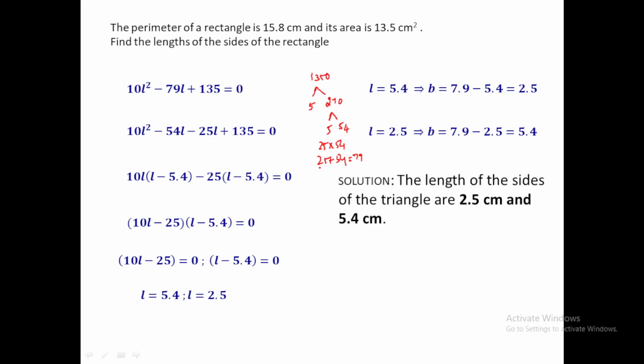So the sides of the rectangle are 2.5. Sorry for the typo. So the lengths of the sides of the rectangle are 2.5 centimeters and 5.4 centimeters.